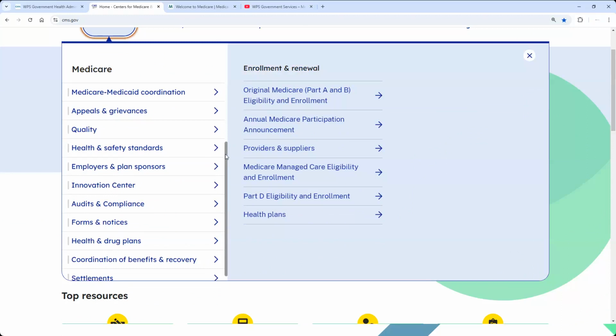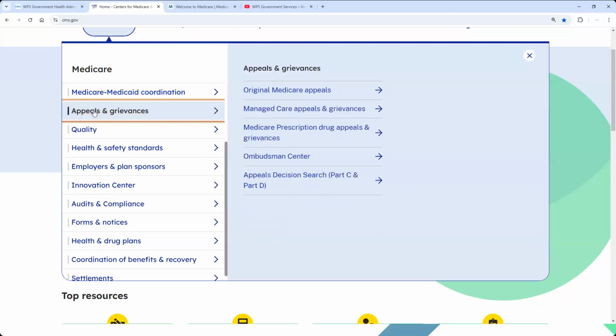As I said, what we'll do is look at the appeals and grievances. We did talk about that with the IOM. Those are the instructions, remember, in that manual. But CMS does go on to offer you a little bit more on appeals. They break it out by the appeal type.